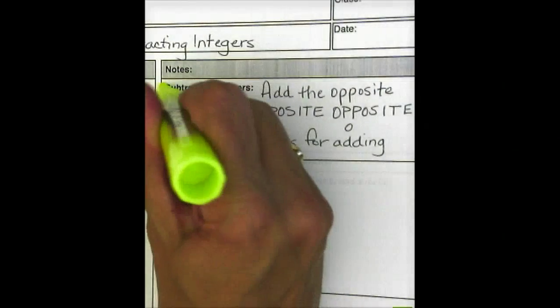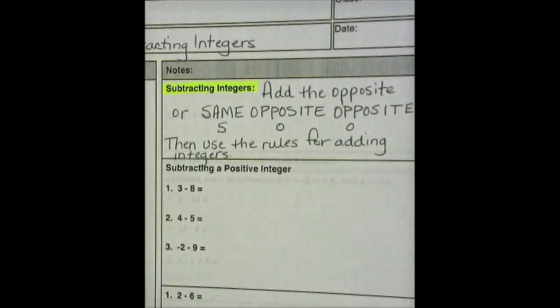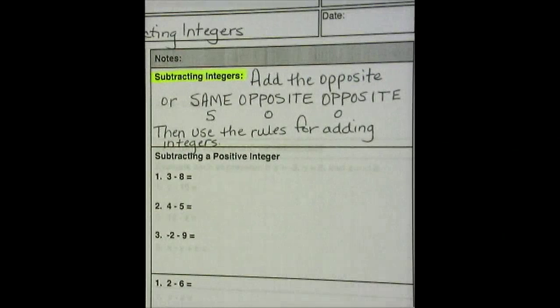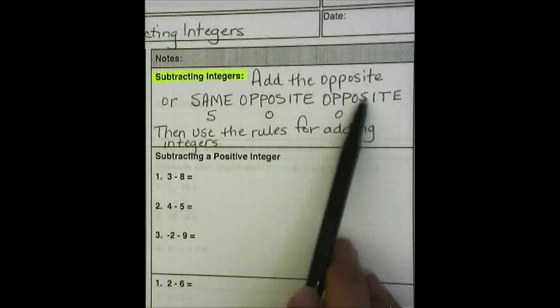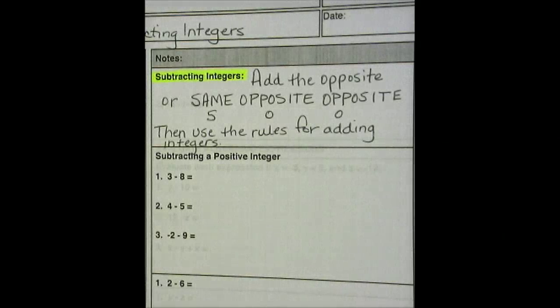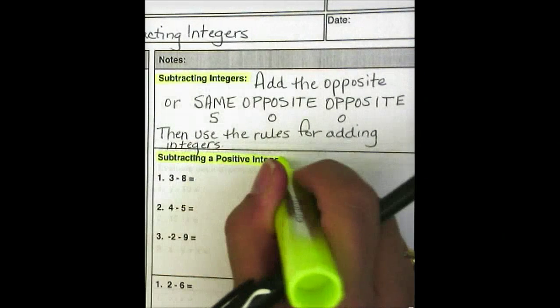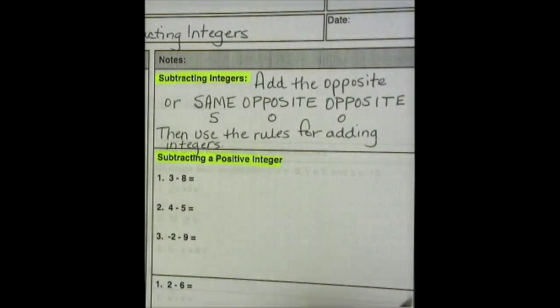All right, so when we subtract integers, we're actually adding the opposite. Again, you're going to hear me say same, opposite, opposite a lot. If you do that every time and you understand the rules for adding integers, this is going to be very simple. So for our examples, we're going to start with subtracting a positive integer, and then we'll move to subtracting a negative integer.